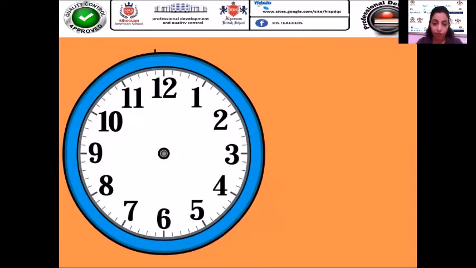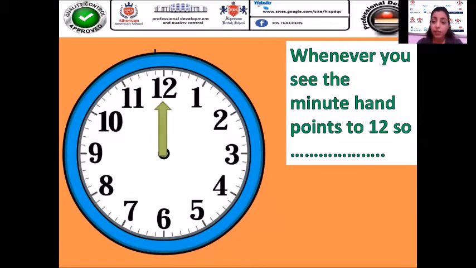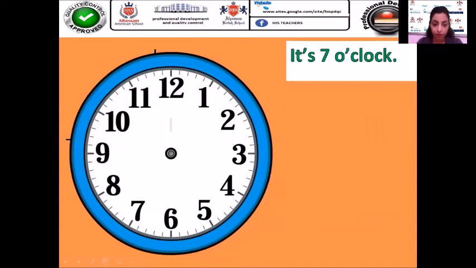Udi Budi, whenever you see the minute hand points to 12, you say o'clock. For example, here it's 7 o'clock because the minute hand points to 12. So I'm going to say o'clock. And what's the hour? 7. So it's 7 o'clock.